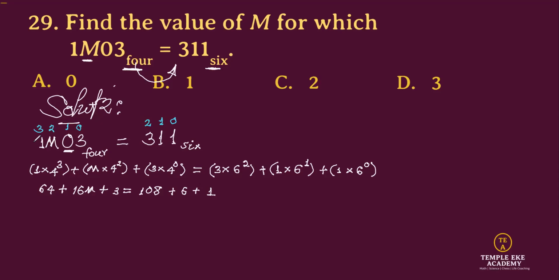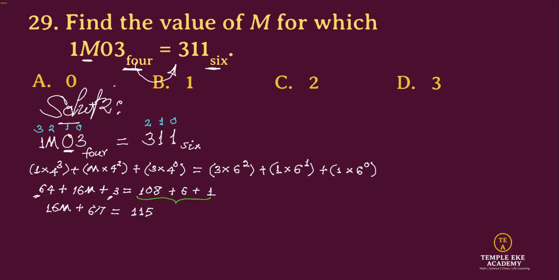Let us take our time to add up the digits and come up with a single sum. So let's do that. That means we retain 16m plus, we can add up 64 and 3, which is actually 67. 67 equals, let's add up 108 plus 6, that's 114 plus 1, 115.